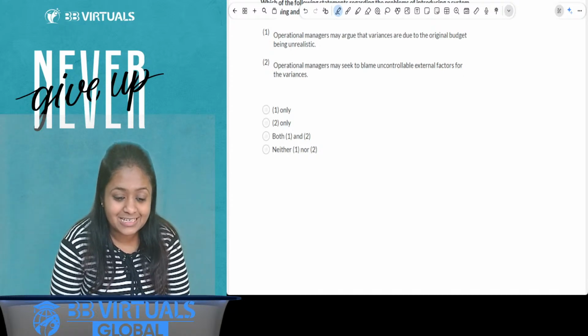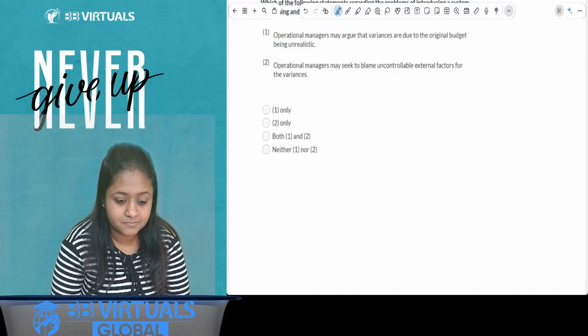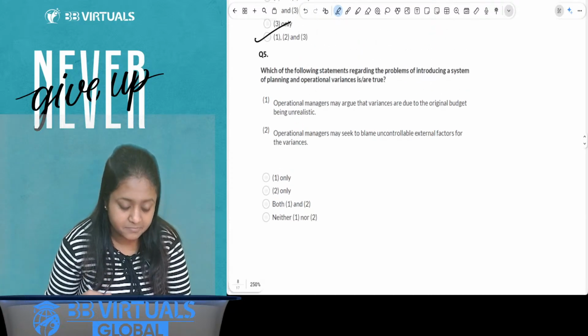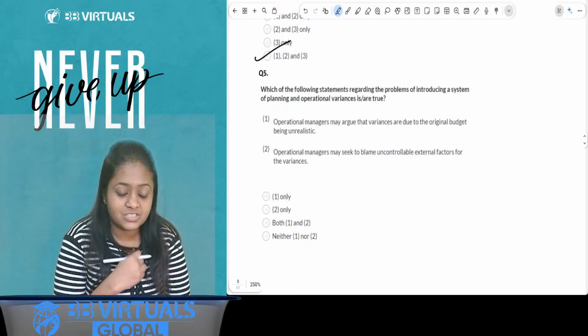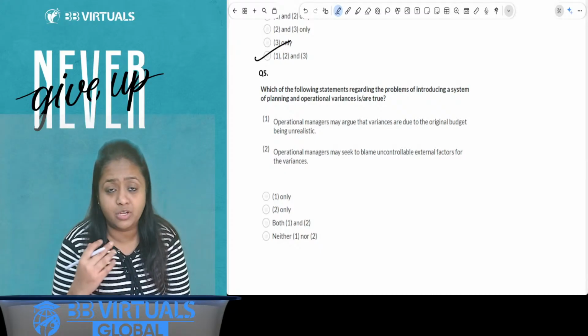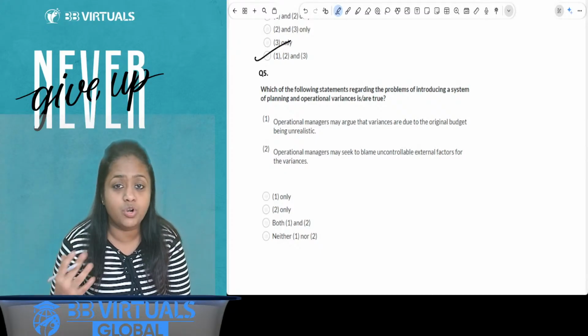Got it, Revati? Are you able to understand with these questions now? Please tell me. Now, when I'm doing these questions, do you have the clarity that when it's a planning variance, you compare between the two budgets? When it is an operational variance, then what do you do? Am I clear?